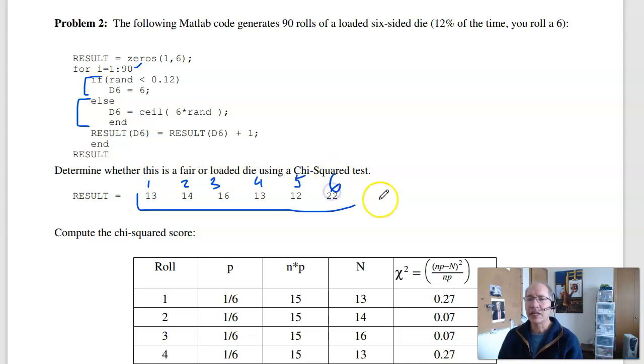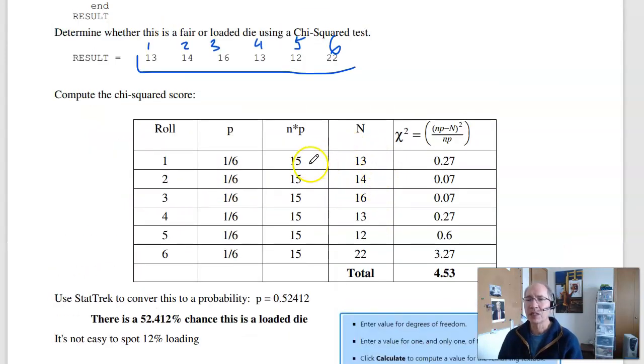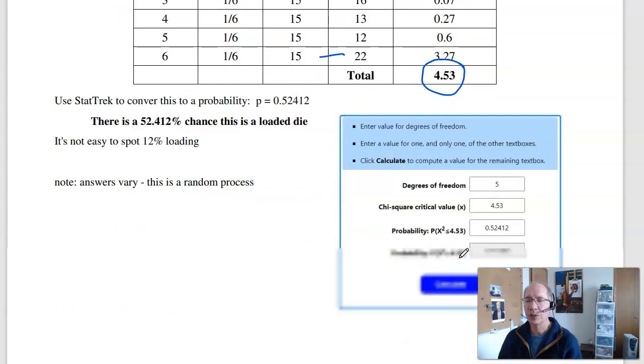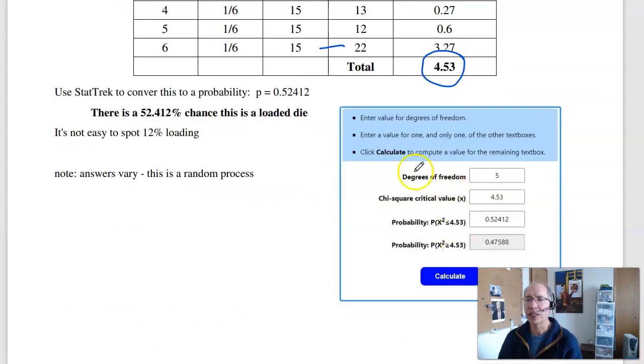Now calculate the chi-squared score. Same as before, 2 squared over 15, 1 squared over 15, 10 squared over 15. Add them all up. I get my chi-squared value. To convert that to a probability, go to a chi-squared table or use StatTrek. What 4.53 means with 5 degrees of freedom is 52%. So I'm still only 52% certain that this is a loaded die.